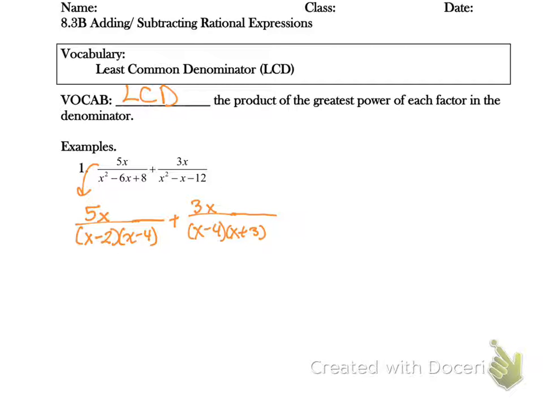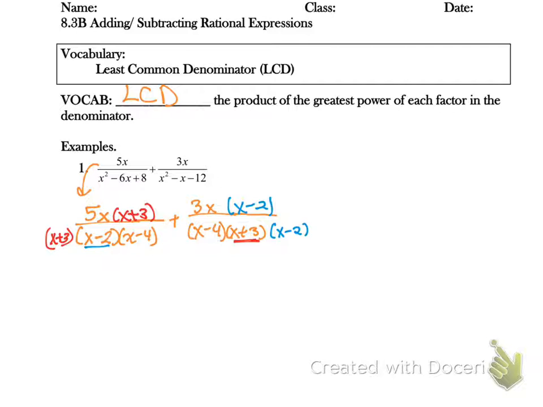Now, when we're adding fractions, we have to have a common denominator, right? So in this one, I see that I have an x minus 2, and this second one, I do not. So I need to multiply by x minus 2 on top and on bottom. In the other fraction, I have an x plus 3, but there's not one over here. So I need to multiply by x plus 3 on top and on bottom.